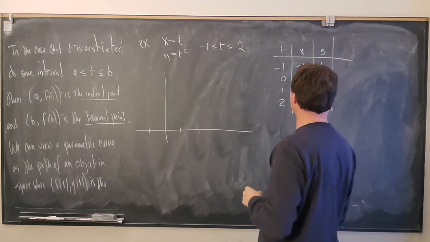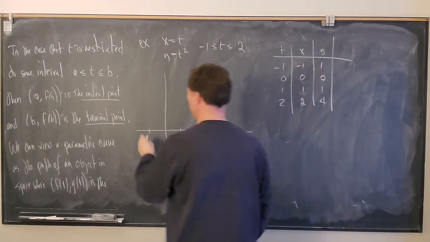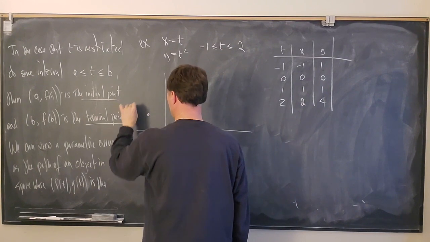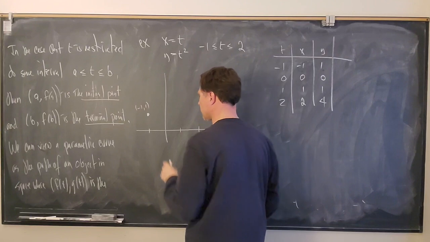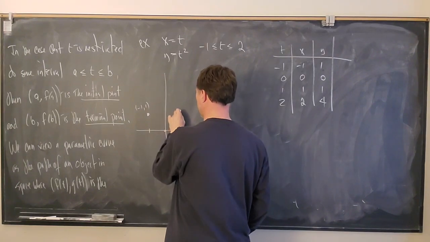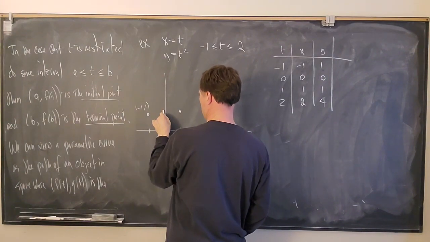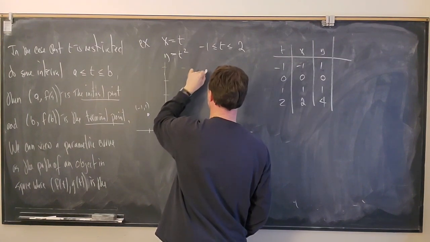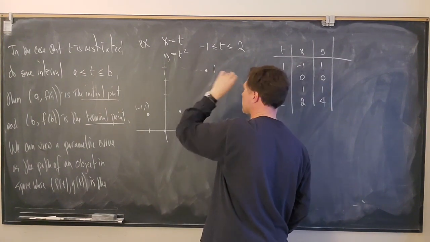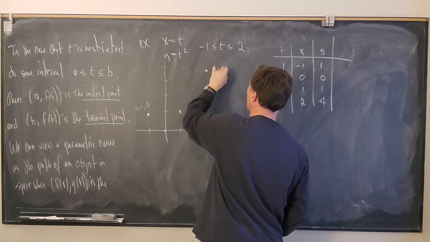So let's plot those points. So first I'm going to have -1, comma 1. Right? That's our initial point in this case. Then I get 0, 0. Then I get 1, 1. And then I get 2, and 1, 2, 3, 4 is right about there. All right, so there's our final point. So that's 2, comma 4.